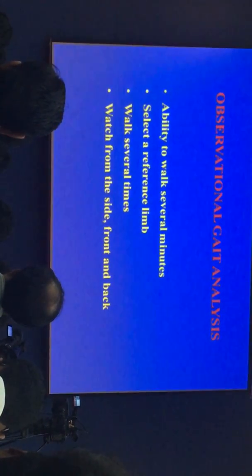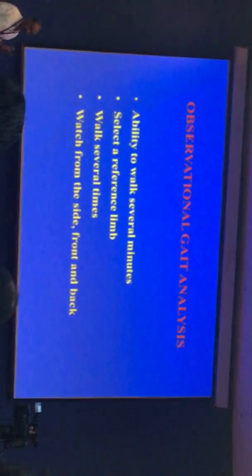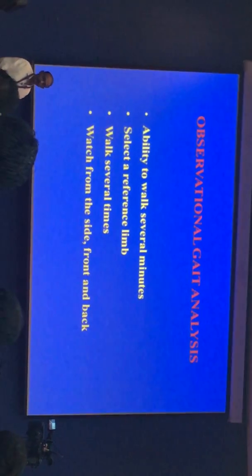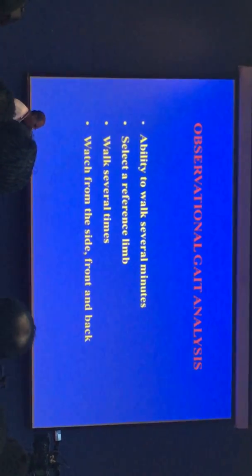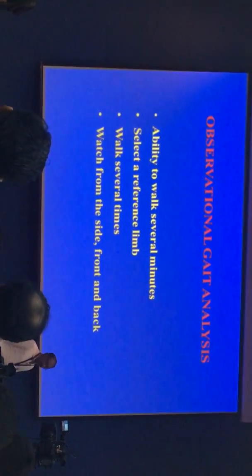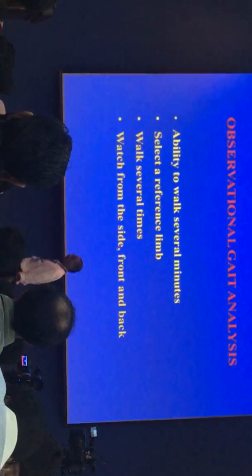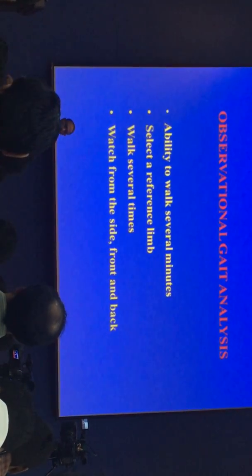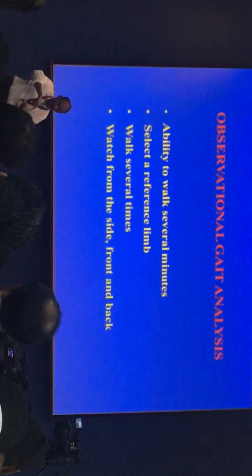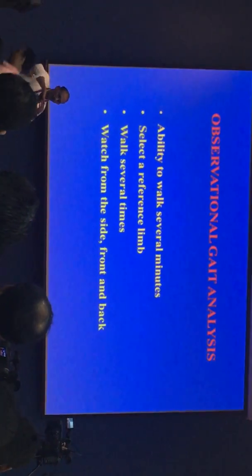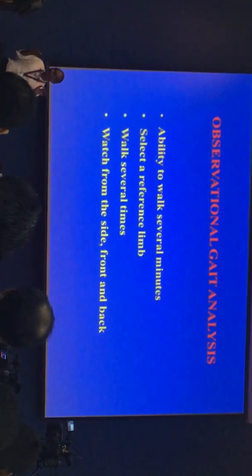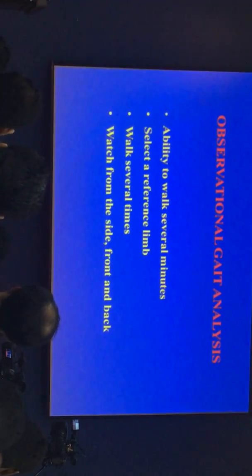So how do you do observational gait analysis? You do observational gait analysis, you have to watch minimum 15 steps. Get the patient to walk 15 steps one way, turn around, other way, back and forth. 15 steps you do, and then watch him from front, side and back. So you need to look front, side and back, 15 steps minimum, to be able to have some understanding of what this gait cycle is.